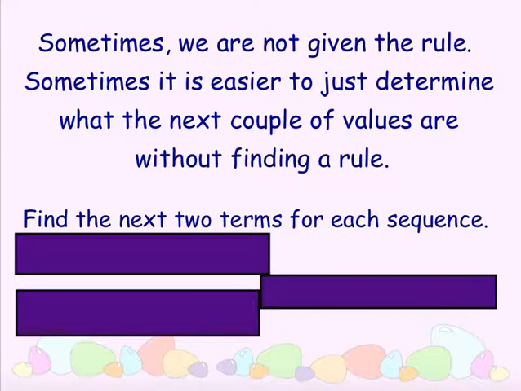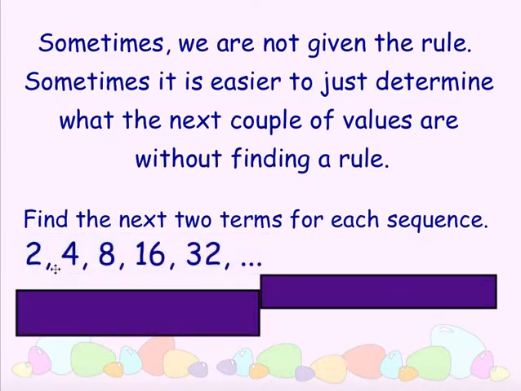So for example, maybe for this first one, we say, okay, 2, 4, 8, 16, 32. For this, it doesn't look like we're going up by a certain amount. We're not adding a certain amount every single time, but we are multiplying by a certain amount. We're multiplying by 2 each time. 2 times 2 is 4, 4 times 2 is 8, 8 times 2 is 16, 16 times 2 is 32, 32 times 2 is 64, and 64 times 2 is 128. So we can continue by just finding the pattern and continuing it.